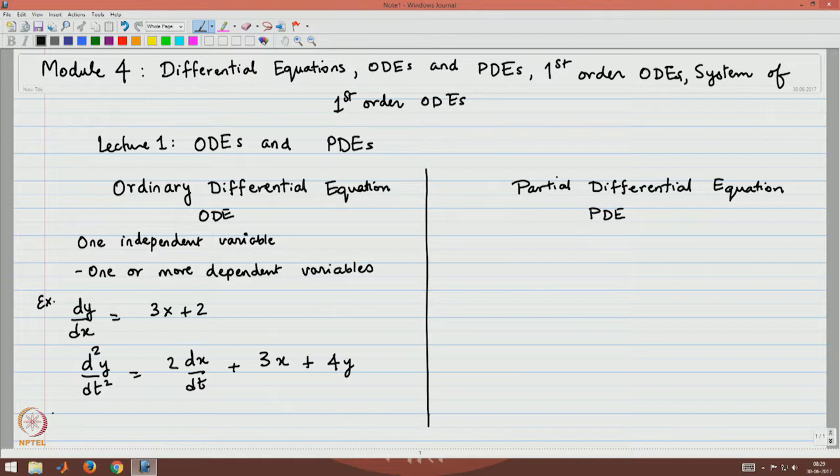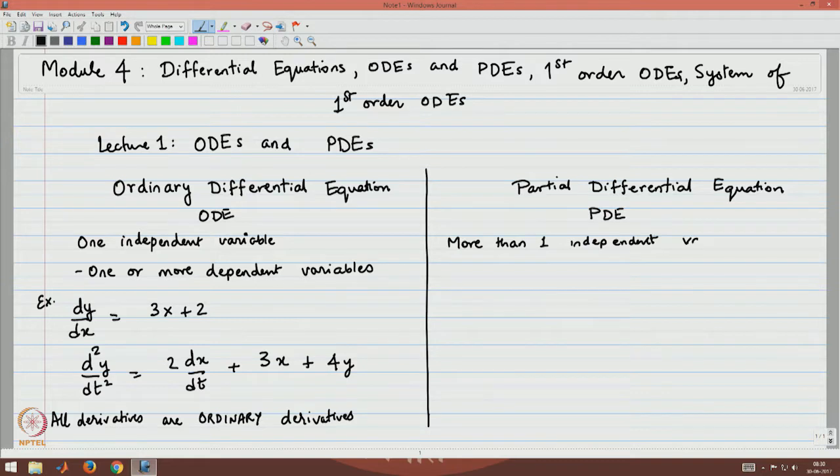So, importantly, all derivatives are ordinary derivatives. Okay. So, the differential equation typically contains derivatives, and all the derivatives that appear in an ordinary differential equation are ordinary derivatives. A partial differential equation has more than one independent variable, and partial derivatives appear.